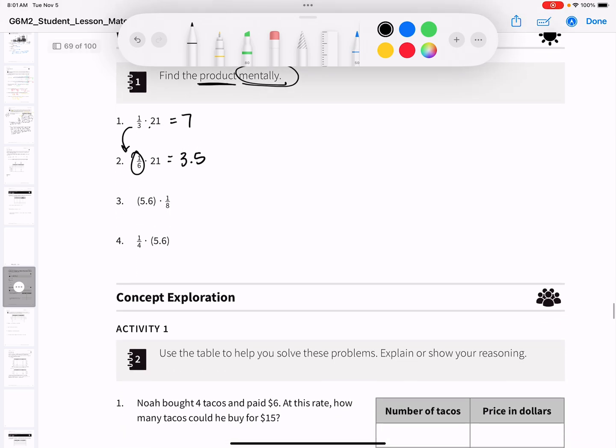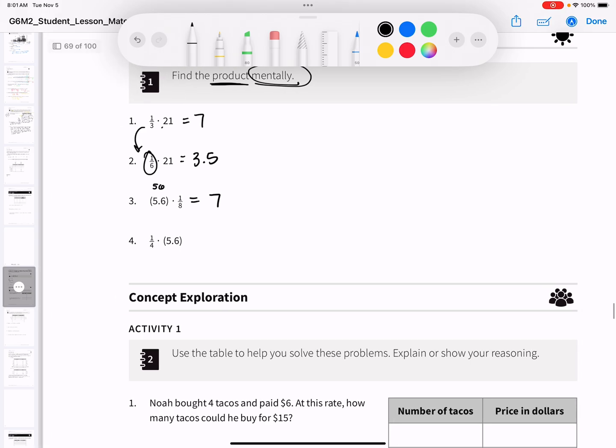Now, 5.6 times 1/8. This is hard. We're mixing decimals and fractions, but I do know that 5.6 times 10 is 56. And I do know that 56 divided by 8 is 7. But I have a decimal, so I need to divide that 7 by 10, which moves that decimal this way, so it's really 0.7 or 7/10.